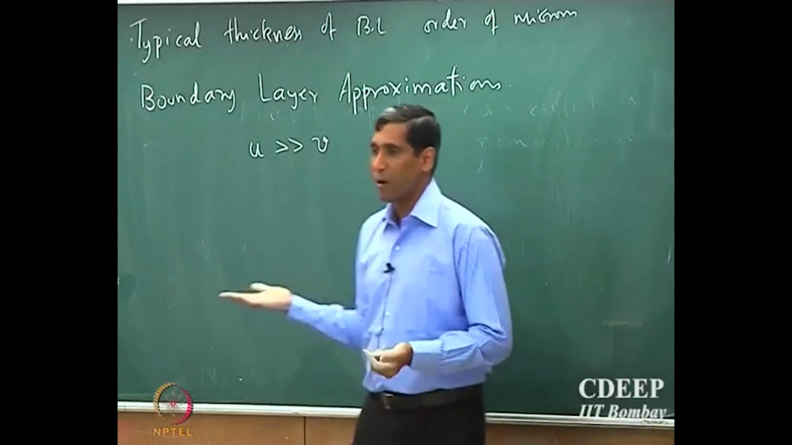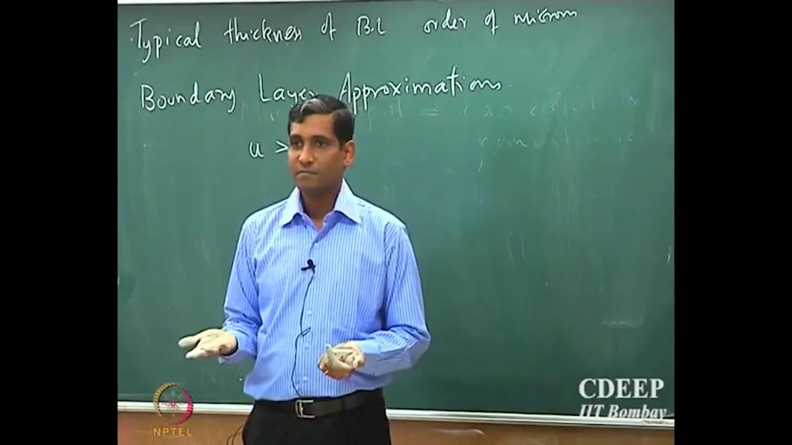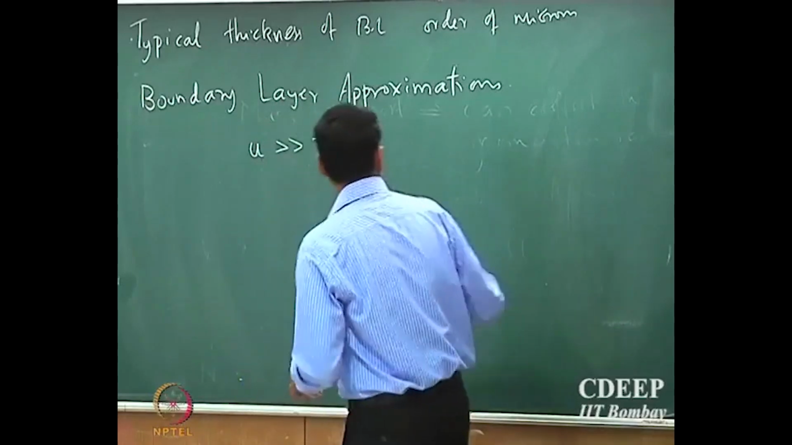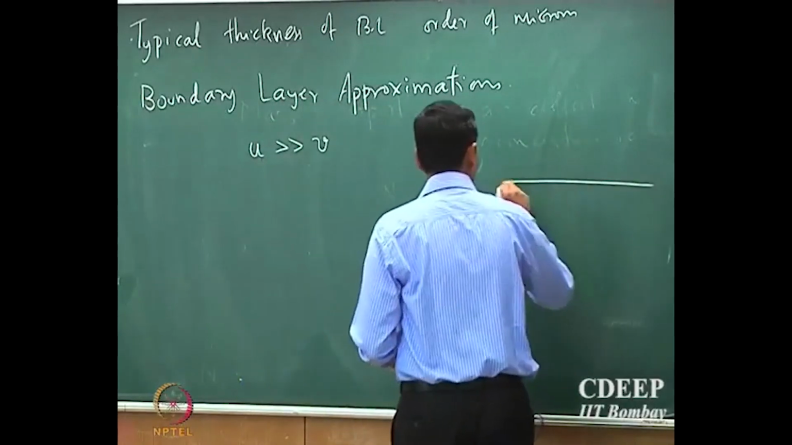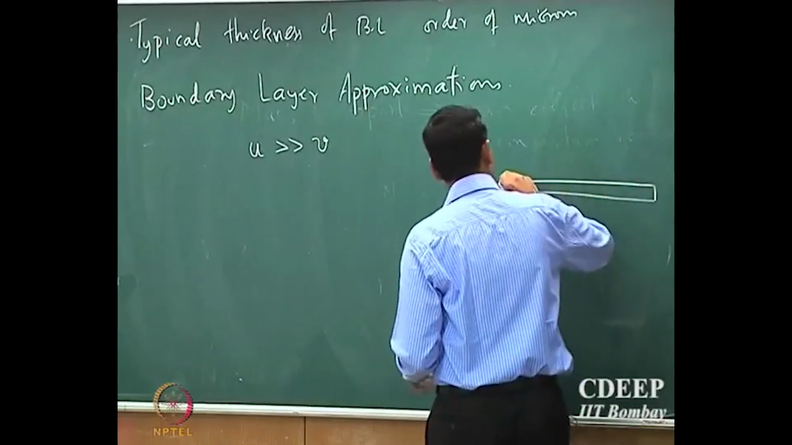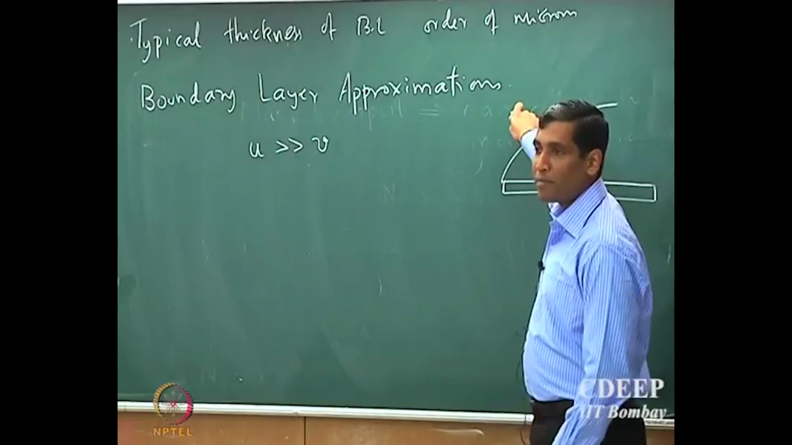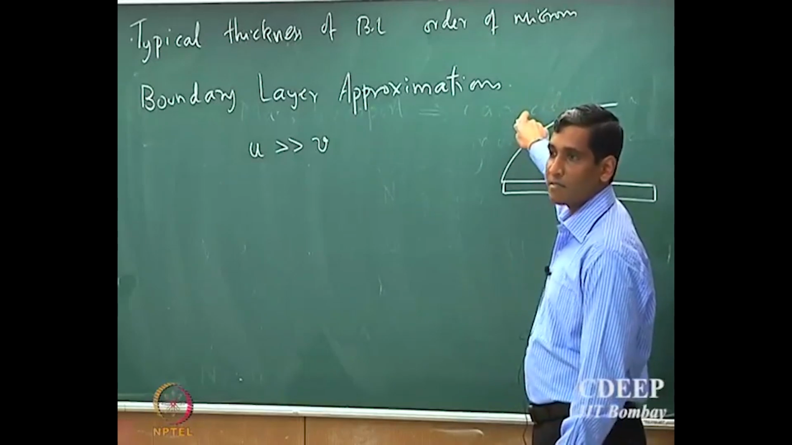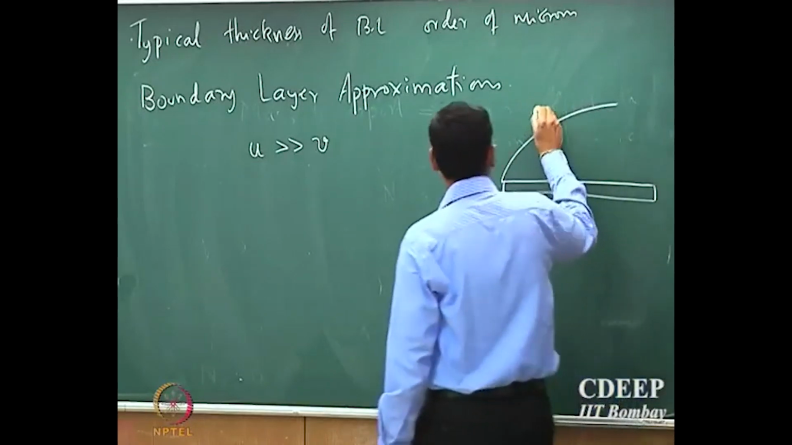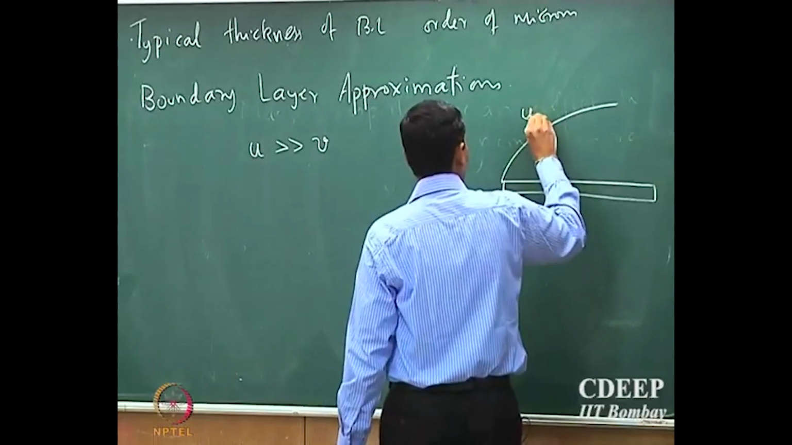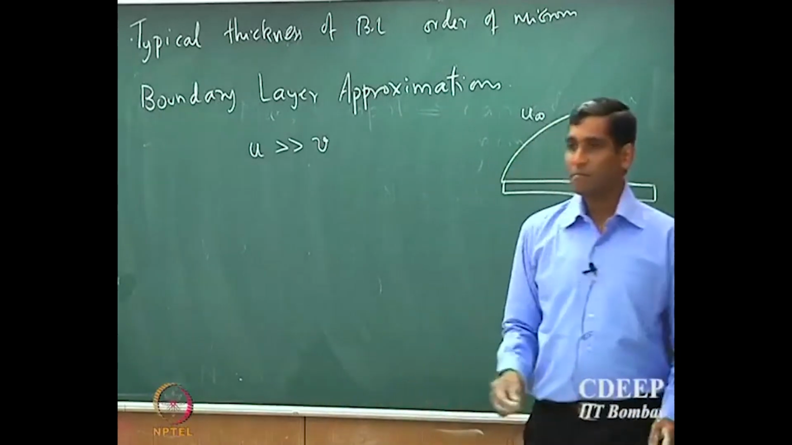Why is this a reasonable approximation? So, let us draw the boundary layer. Supposing we take a flat plate, what is the x component velocity above the boundary layer? It will be the free stream velocity. So, supposing I call this u infinity.